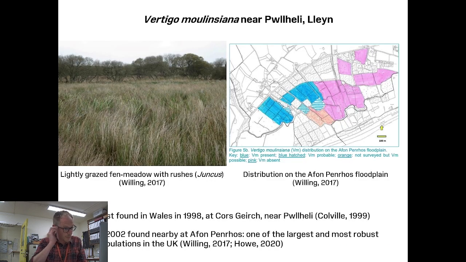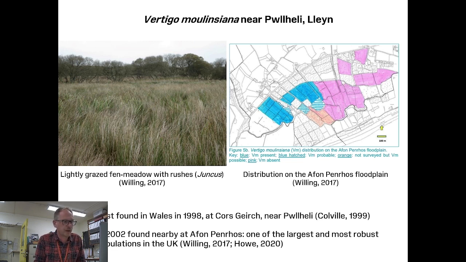In Wales, the best site by far is in the Llŷn Peninsula, not far from Pwllheli, where you've got a lightly grazed fen meadow with rushes growing in it. Again, Martin Willing's done most of this survey work, and he's found out which fields it's in and which fields it's probably not in. And that's at Cwsgech near Pwllheli.